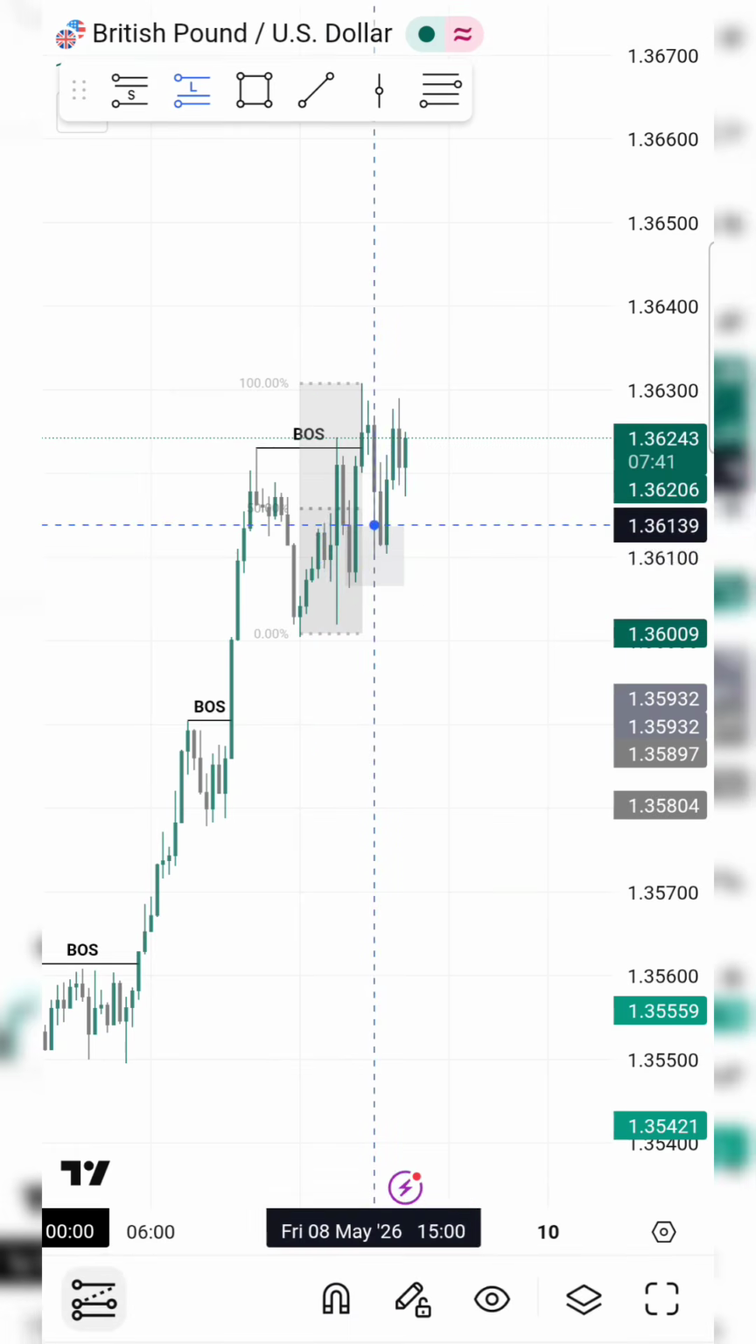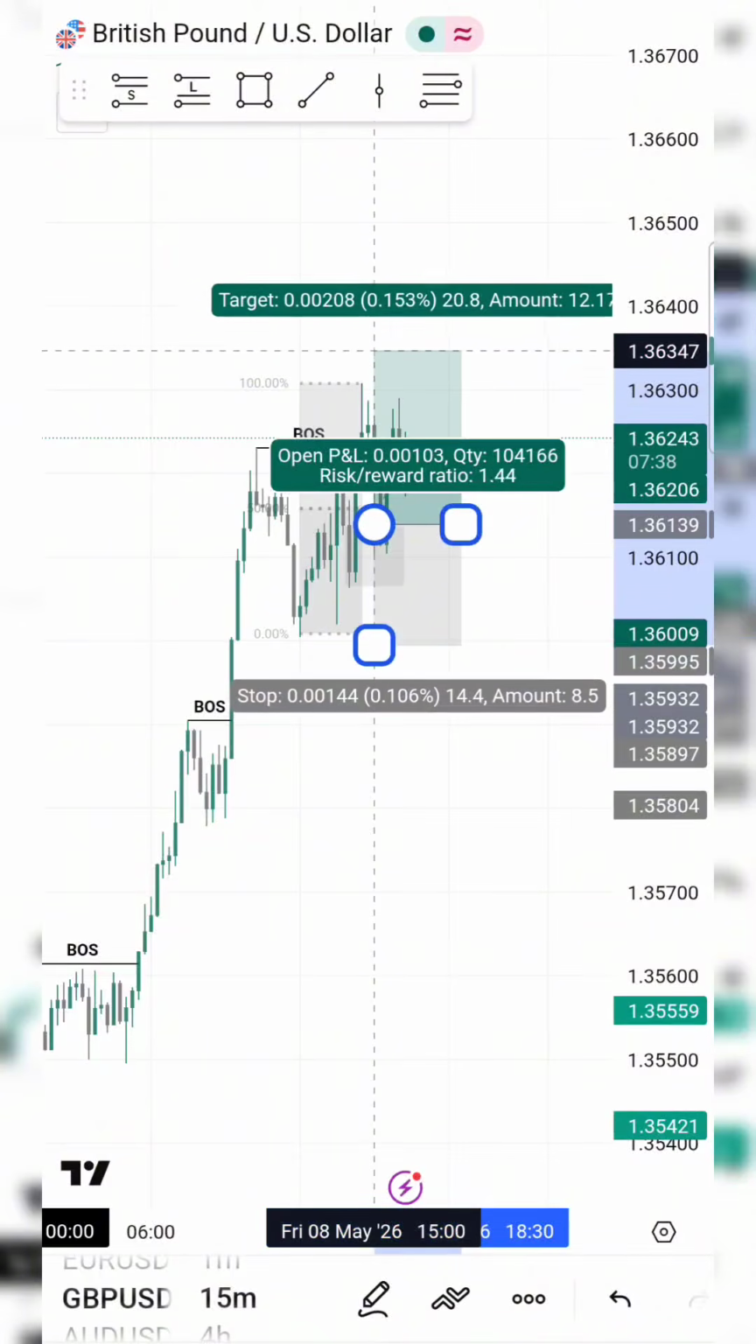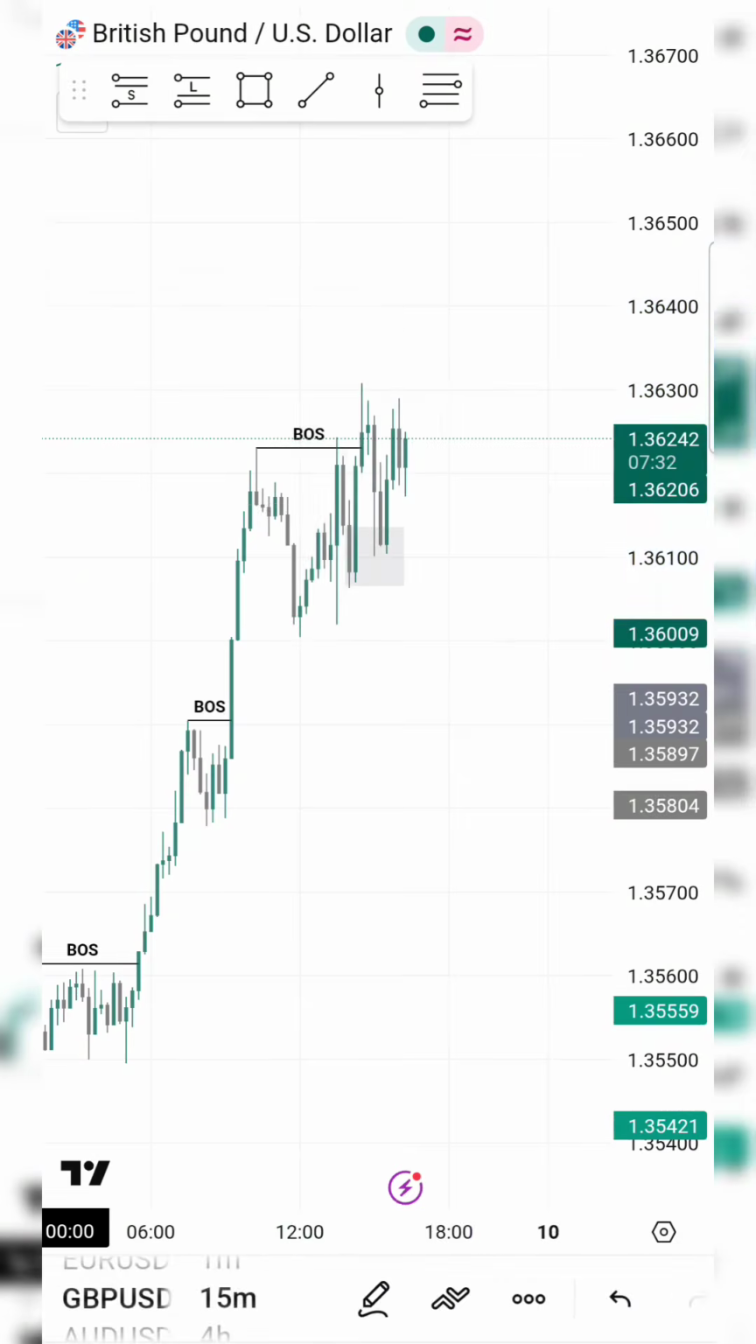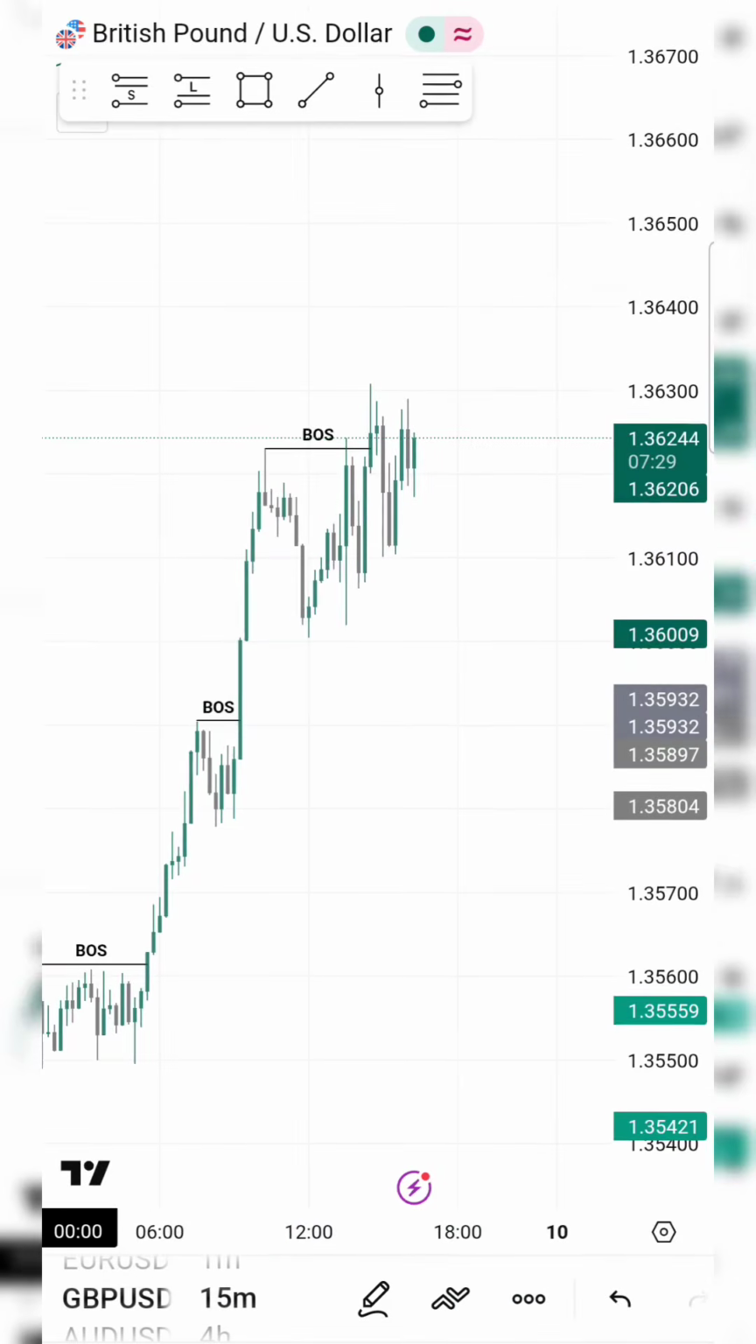But then if you have to place an entry here, stops here, targeting a 2.11, it's way above it. That's why I didn't enter the trade. So I'm in no trade on GBPUSD.